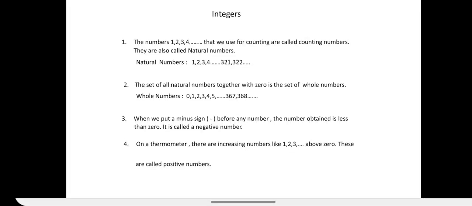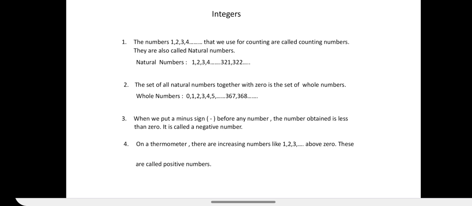Hello students, today we are going to study integers. The numbers 1, 2, 3, 4 and so on that we use for counting are called counting numbers. They are also called natural numbers. Natural numbers include 1, 2, 3, 4, etc., 321, 322, etc.